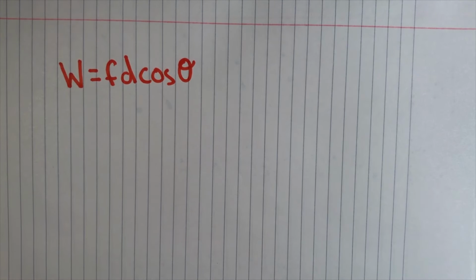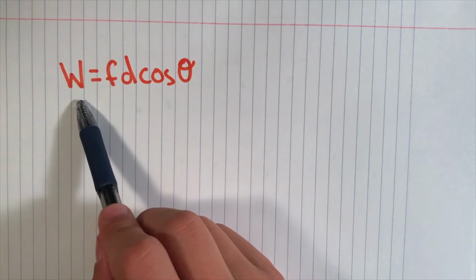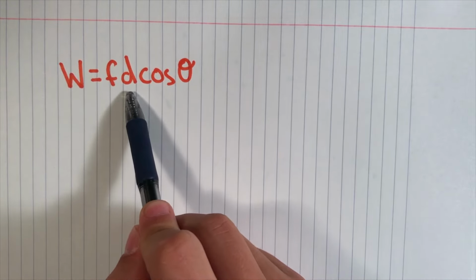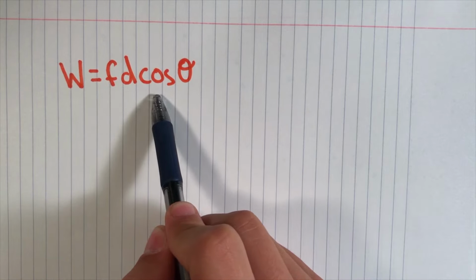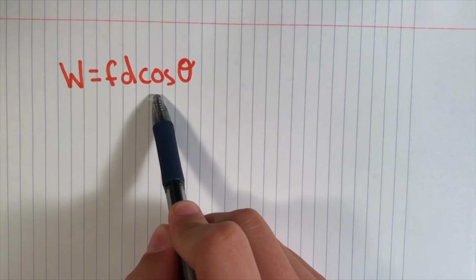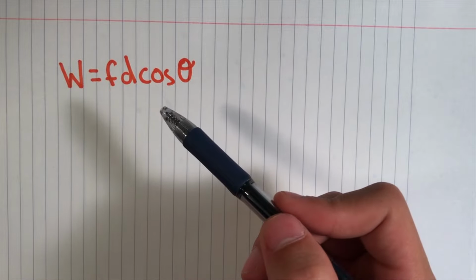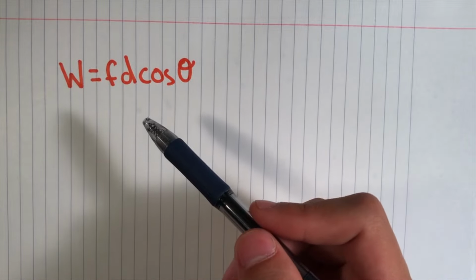Here, I have the equation W equals F D cosine theta. The W stands for work, the F for force, the D for distance, and the cosine theta for the angle above the horizontal for which the force is being exerted on the object being focused on. I will talk more about this angle later in some example problems. This equation is all you need to know in order to do most physics problems regarding work.